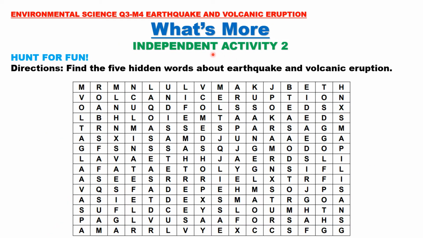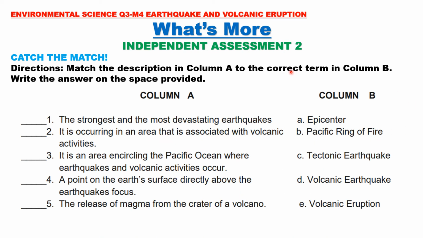Next, independent activity 2. Find the 5 hidden words about earthquake and volcanic eruption in this loop a word puzzle. Next, independent assessment 2. Catch the match. Match the description in column A to the correct term in column B. Write the answer on the space provided.